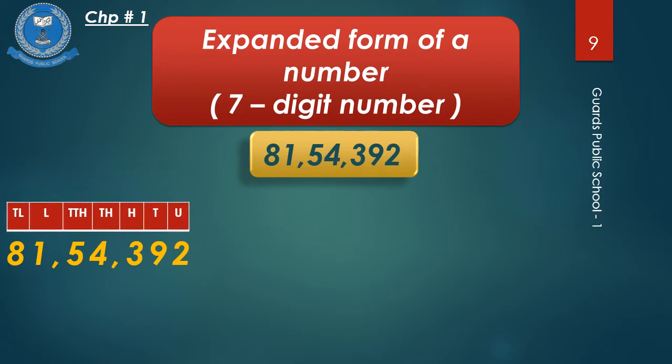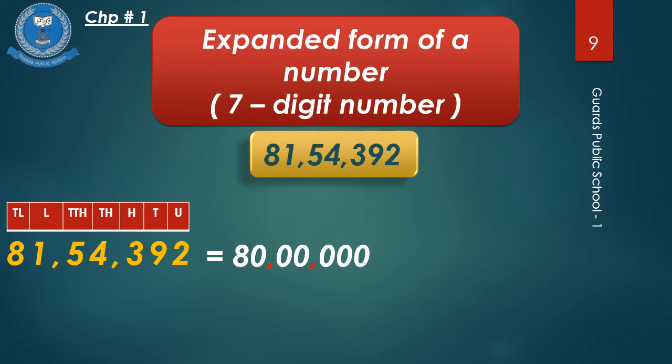2 is at unit place, 9 is at tens place, 3 is at hundred place, 4 is at thousand place, 5 is at 10,000 place, 1 is at lakh place, 8 is at 10 lakh place. So it will be written as: 8 is at 10 lakh place, so we will write 8 with 6 zeros.